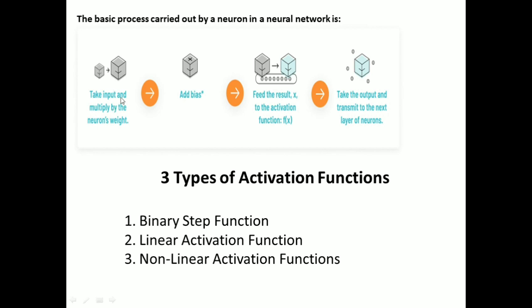This is how the basic process is carried out by the neuron in our neural networks. As step 1, we take the input and multiply it by the neuron's weight. Then we add some bias to the already calculated weighted value. As the third step, we feed the result to the activation function, which is f of x, and in the last step we take the output and transmit it to the next layer of neurons. Basically there are three types of activation functions. The first is the binary step function, the second is the linear activation function, and the third is the non-linear activation function.